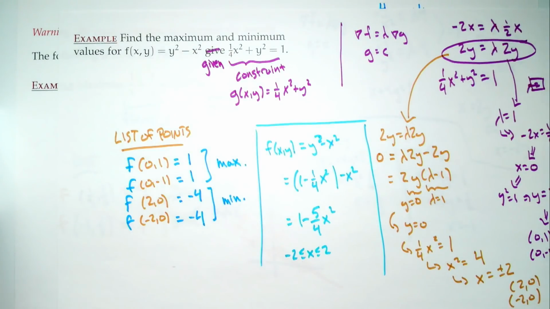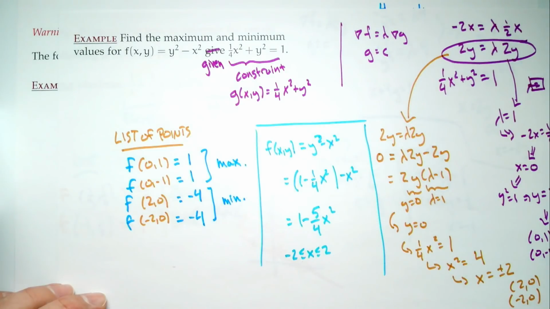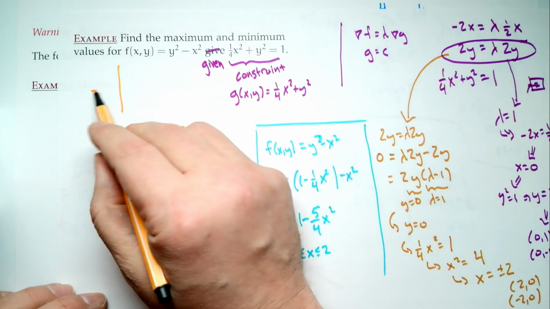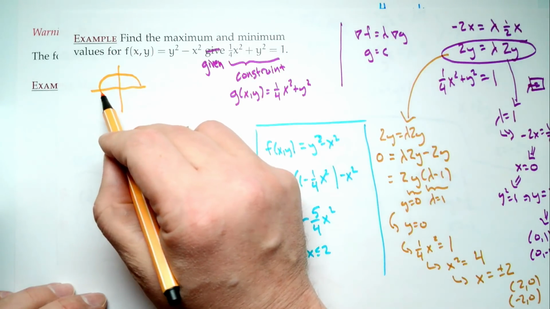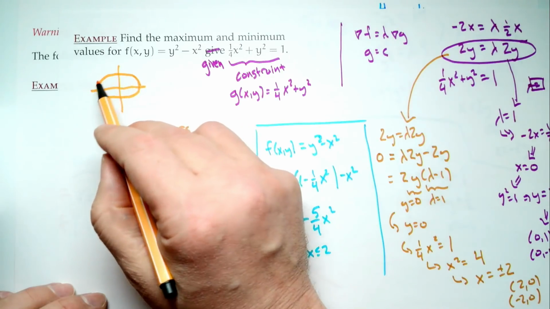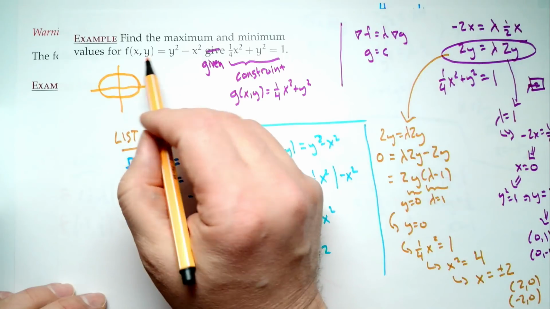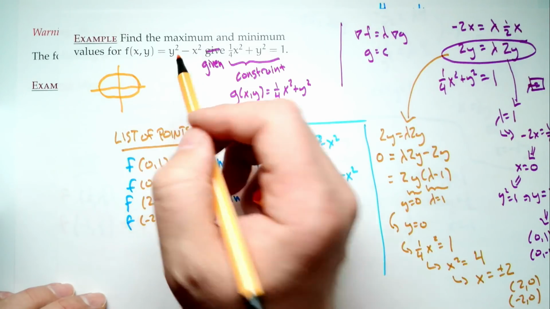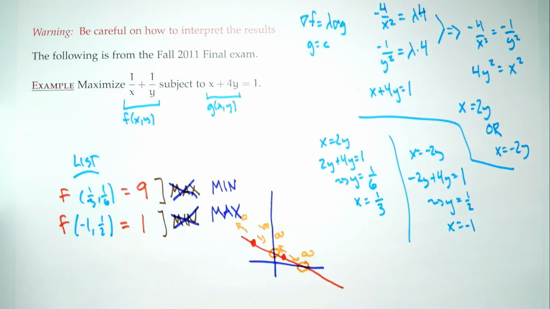1/4 x squared plus y squared equals 1. Do we know what shape that is? It's almost a circle. If it was 1/4 x squared plus 1/4 y squared equals 1, it'd be a circle. It's an ellipse, which is slightly longer in the x direction than it is in the y direction. You'll notice that these sets of points are closed and bounded, and the function is continuous. It has to be the case that it achieves an absolute max and absolute min.